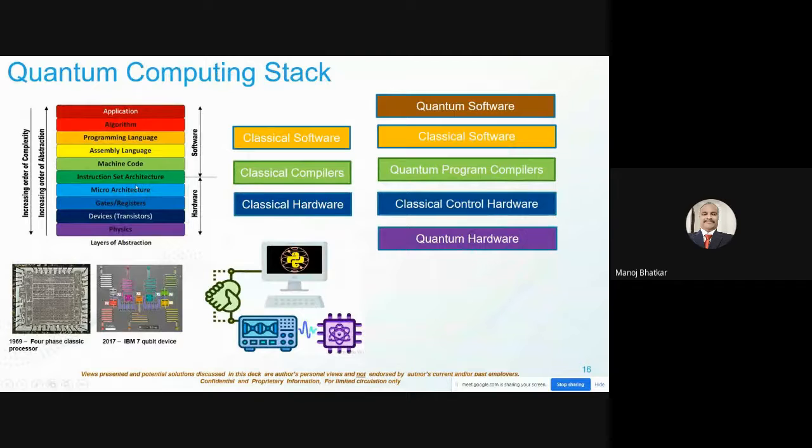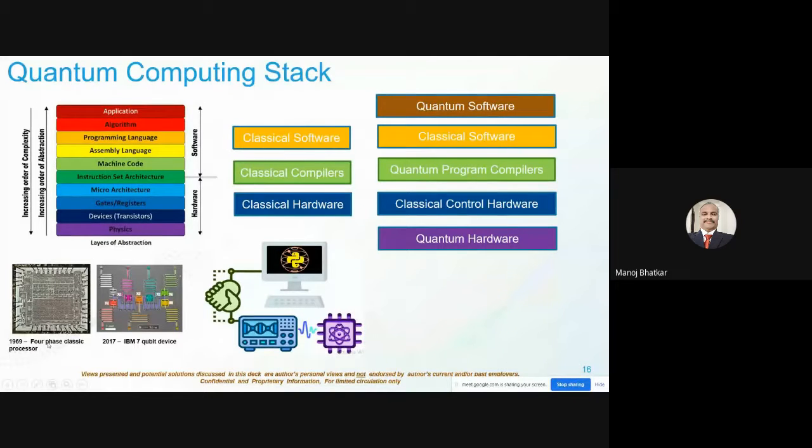Very quickly, what does it mean by the quantum computing stack? Typically everywhere it starts with layers of abstraction: transistors, then machine language, machine code, assembly, programming, algorithm, application. The same thing applies here as well. But we are talking about a realistic setup where quantum computers along with classical computers will coexist. So you will need quantum software or simulation of those. Classical software will still play a role. Quantum program compilers, because you need something to translate into quantum states. Classical hardware: even in IBM research labs where the quantum computers are stored, the controls are still done by the traditional classical hardware, and then obviously quantum hardware. So these are the stacks that have to be there.